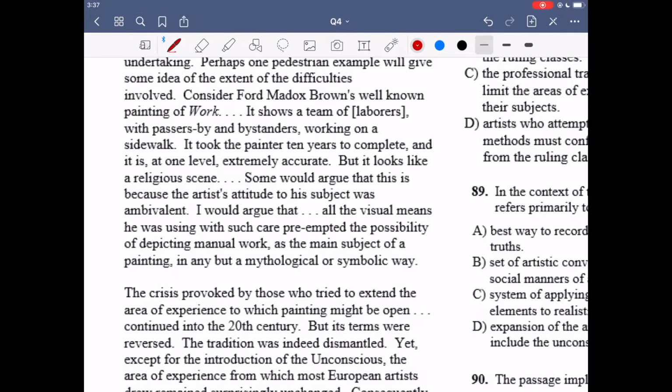But it looks like a religious scene. Some would argue that this is because the artist's attitude to his subject was ambivalent. I would argue that all the visual means he was using with such care preempted the possibility of depicting manual work as the main subject of a painting in any but a mythological or symbolic way.